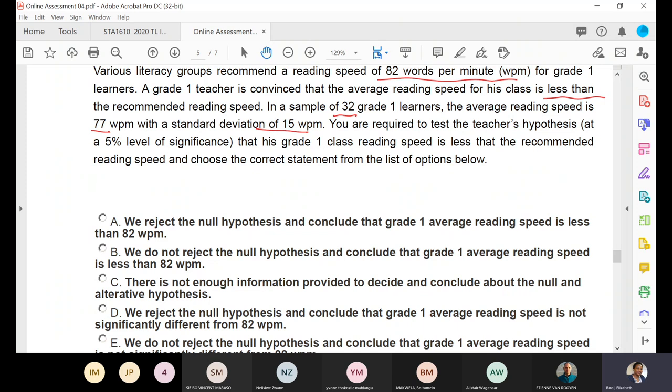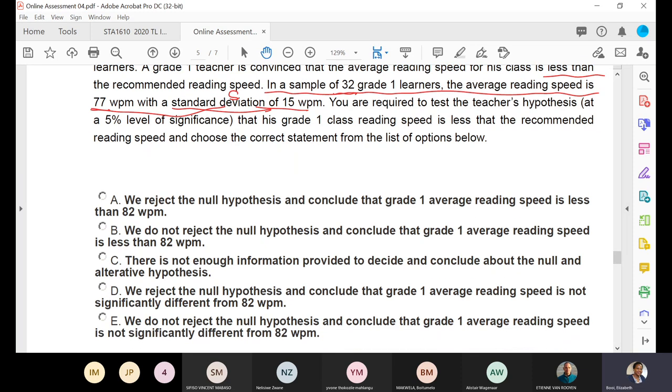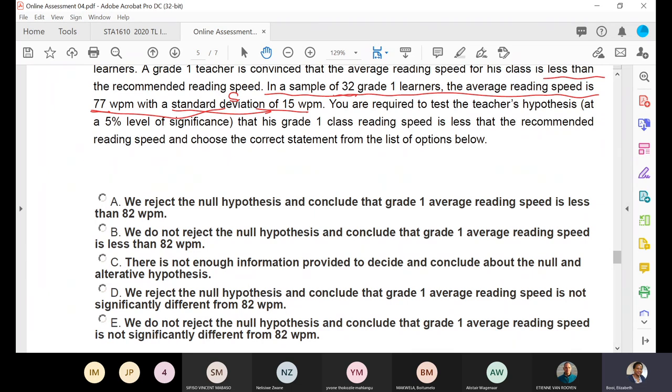So what are we given? We are given the sample standard deviation, because it's from the sample. The standard deviation that is given there is your sample standard deviation. You are required to test the hypothesis at 5% level of significance. What they gave you here are the rejection regions. You should have already done step 1 up until step 5.